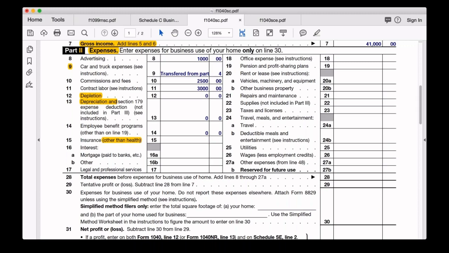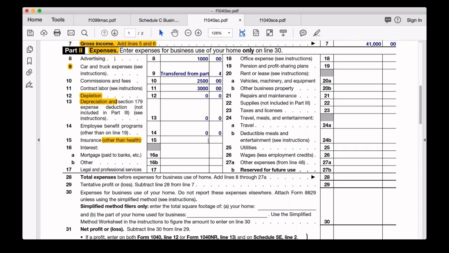And here's one thing that I want you to understand. Every single expense on line 8 through 27 is a business expense, not a personal expense. This is not asking you about your medicines and your stuff. It has nothing to do with personal. Remember last week we talked about Schedule A, and that's where the personal expenses go. These are business expenses.